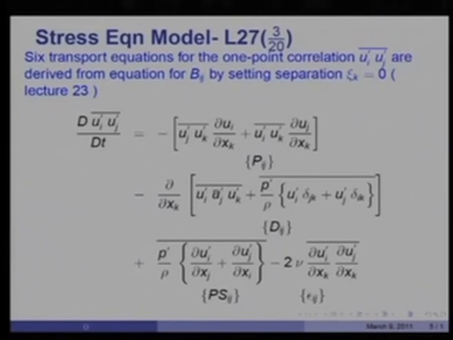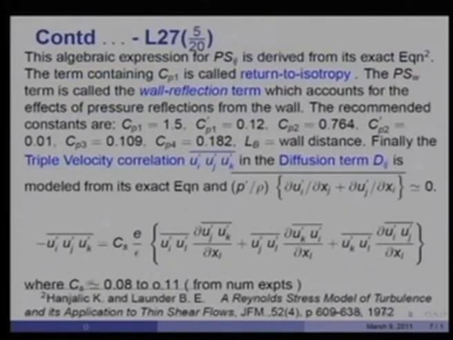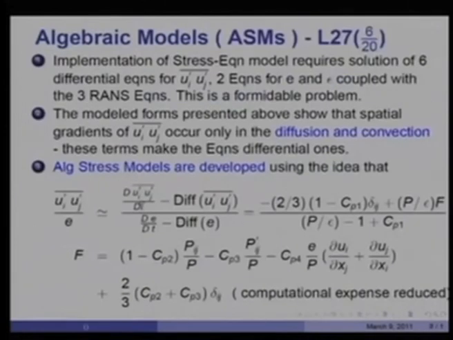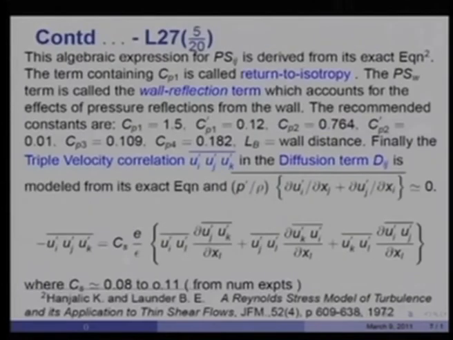And this is what presently the closure applied is, that the triple velocity correlation is made proportional to double velocity correlation and its gradients, as you can see here, and CS is 0.08 to 0.11 from numerical experiments. So, the whole process of modeling a stress equation is quite involved, but nonetheless at the end of the day it produces a very useful differential equation, which in fact can be solved in the manner of all other transport equations.